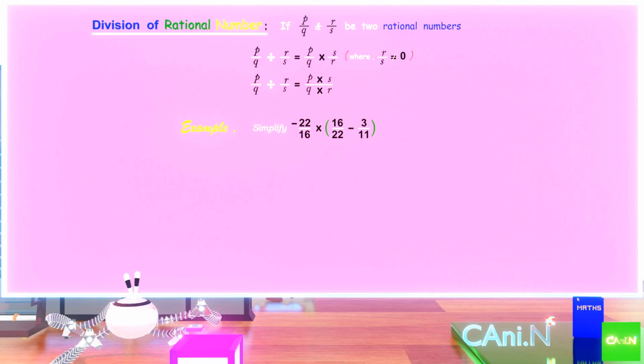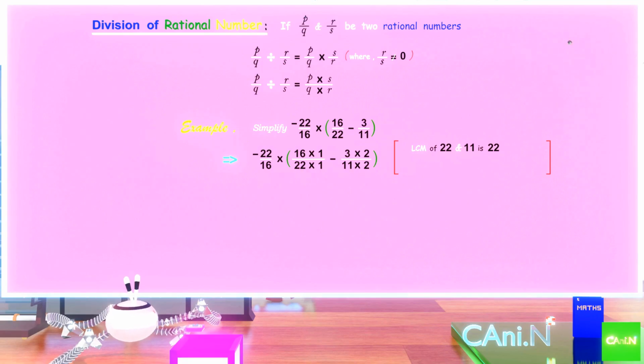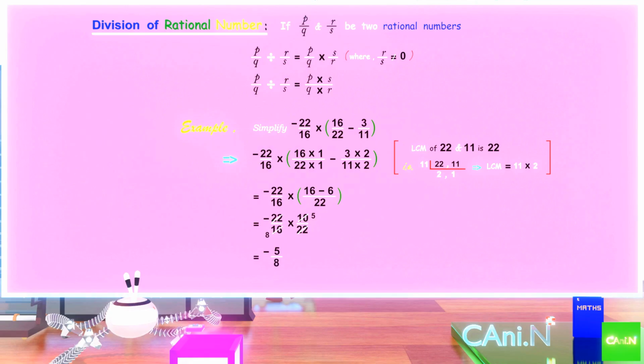p by q divided by r by s equals p into s by q into r. Example: simplify minus 22 by 16 into 16 by 22 minus 3 by 11. Minus 22 by 16 into 16 into 1 by 22 into 1 minus 3 into 2 by 11 into 2. Since the LCM of 22 and 11 is 22, that is, equals minus 22 by 16 into 16 minus 6 by 22 equals minus 5 by 8.